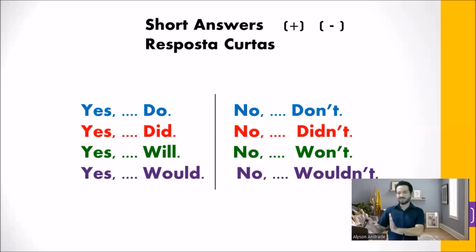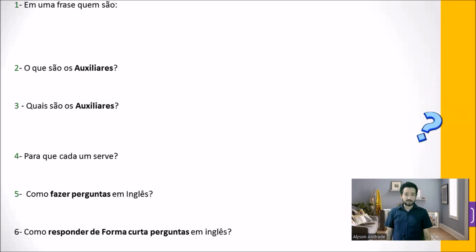And the negative? No, I don't. No, I didn't. No, I won't. And no, I wouldn't. So don't means no, I don't study English. No, I didn't study English. No, I won't study English. No, I wouldn't study English. So it's not necessary to repeat all the sentence. You only use the auxiliary you used for the question to answer. Okay? Very short answers. Very easy.